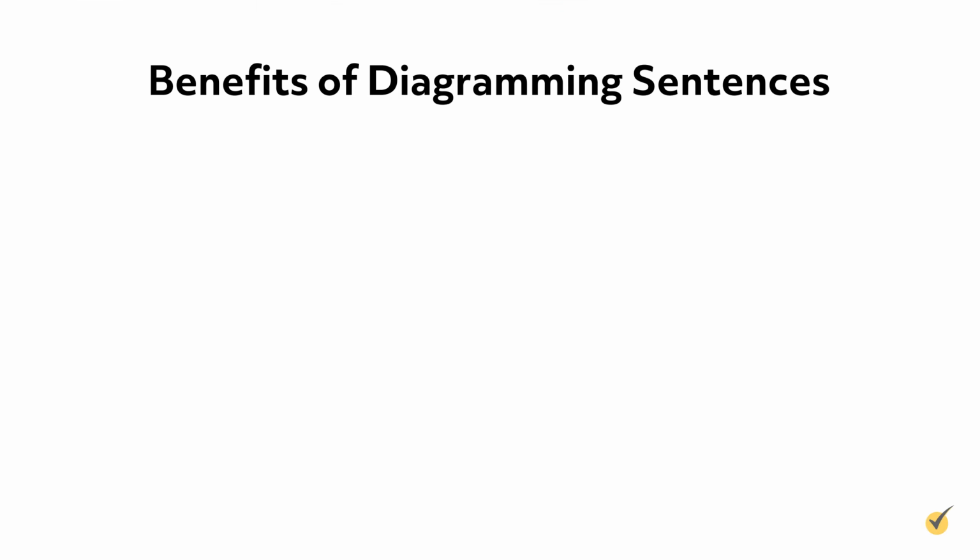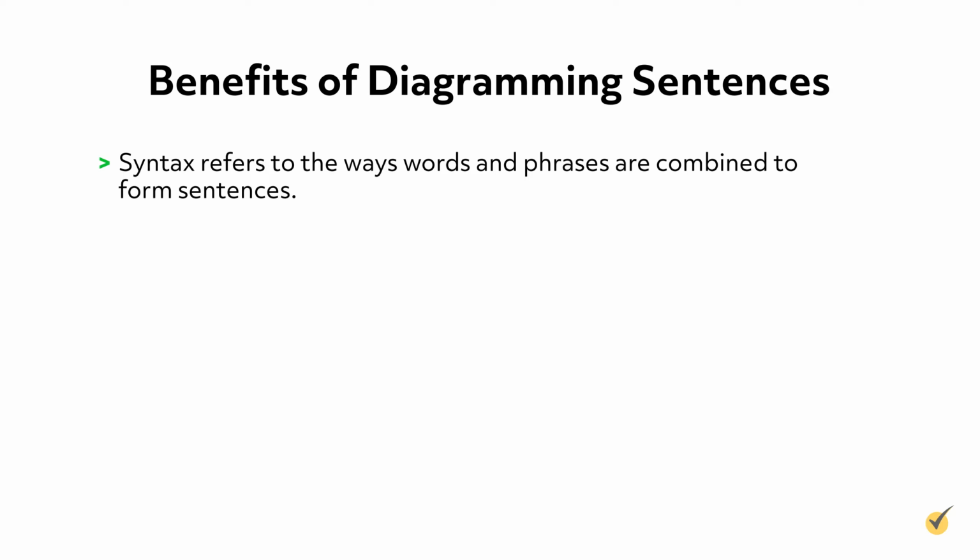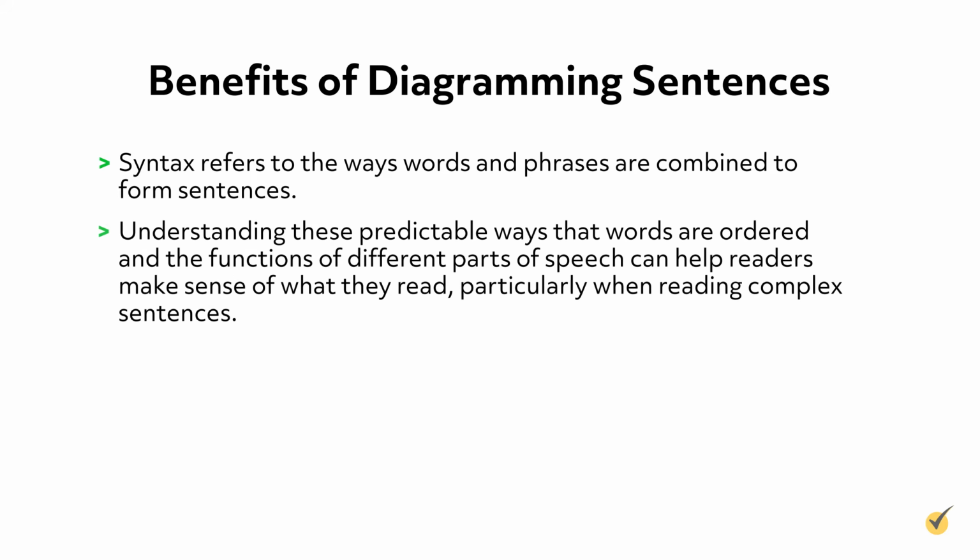Sentence diagramming can assist students in multiple ways. First, grammar knowledge, including syntax, plays an important role in reading comprehension. Syntax refers to the ways words and phrases are combined to form sentences. Understanding these predictable ways that words are ordered and the functions of different parts of speech can help readers make sense of what they read, particularly when reading complex sentences.